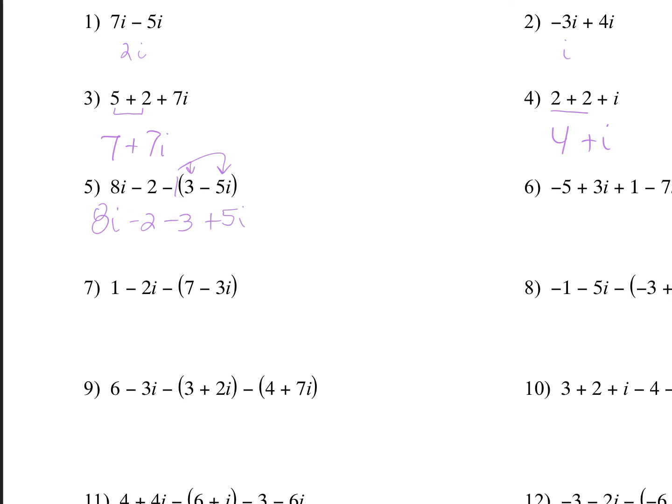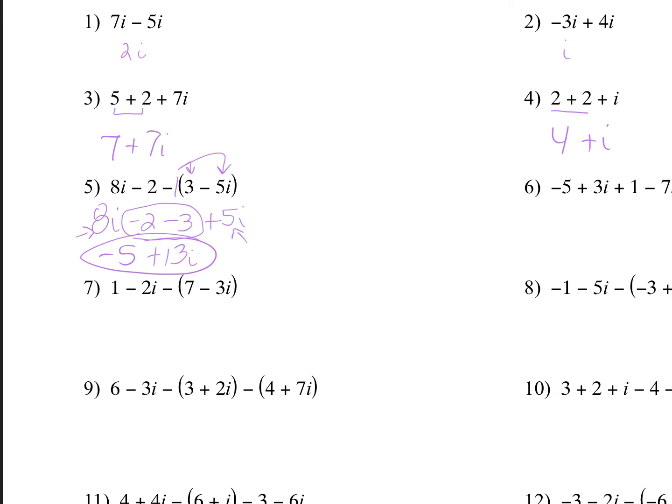Now, real goes with real. If I were you, I'd always combine the real ones first. So when you write your answer, the real is first. I have a -2 and a -3. What does that give me? -5. And then an 8i and a positive 5i. Plus 13i. There you go. The real part has to go first.